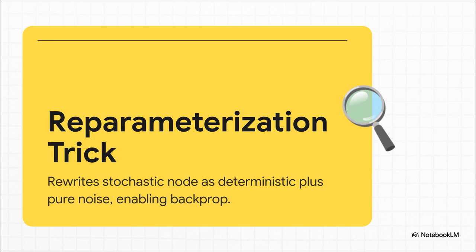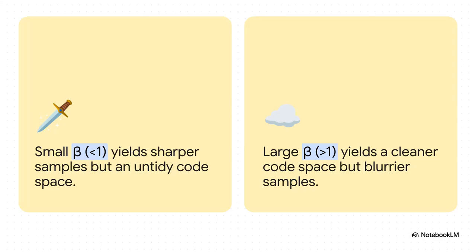So the magic trick is to rewrite the sample, which we'll call z, as a deterministic function, using the mean and standard deviation, and then you add in pure external noise. By doing that, you completely bypass the randomness. Gradients can flow smoothly backward through the mean and standard deviation, and boom, the network can actually learn. To actually train this thing, we use a loss function called the ELBO. It essentially balances two competing goals: accurately reconstructing the image, and a penalty called the KL penalty, which forces the distribution to look like a clean Gaussian.